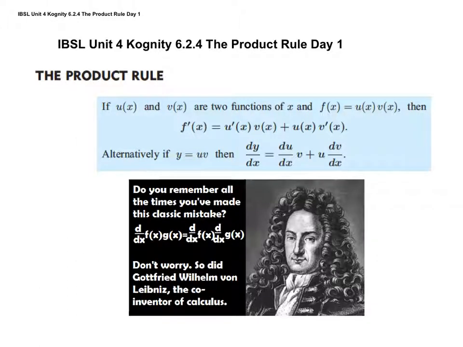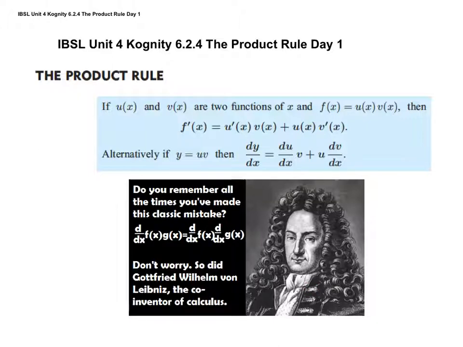So today what we're going to be looking at is a classic mistake that students make when they're first learning how to do derivatives. They run into something where they have the derivative of two functions multiplied together. You can see down here, here's our friend Gottfried Wilhelm von Leibniz. He's one of the co-inventors of calculus along with Isaac Newton.